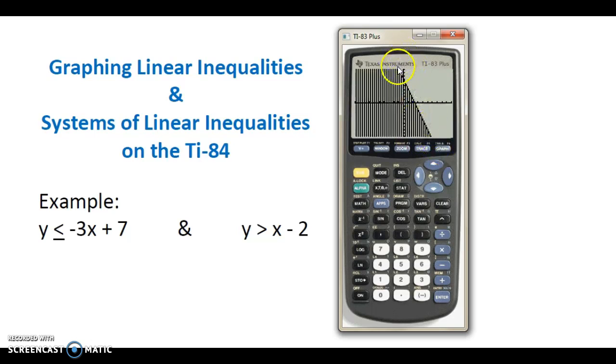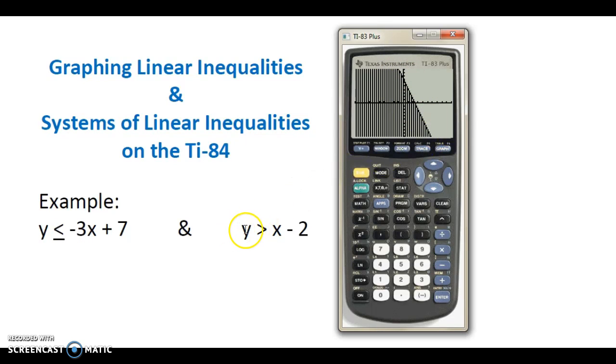So this is the line, y is less than or equal to negative 3x plus 7. Anything in this shaded area, any set of ordered pairs in this shaded area, is a solution to this inequality right here. It includes the line because there's an equal to sign under here, so it includes ordered pairs on that line as well.